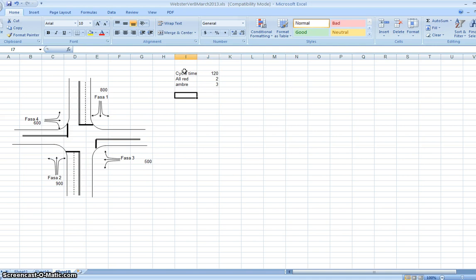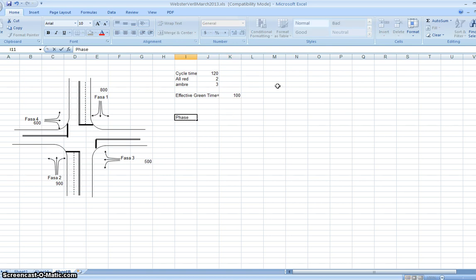So effective green time equal to, just like before, 120 minus, because we have four approaches, this one plus this one, so we have 100 seconds of effective green time. So how are we going to divide this?